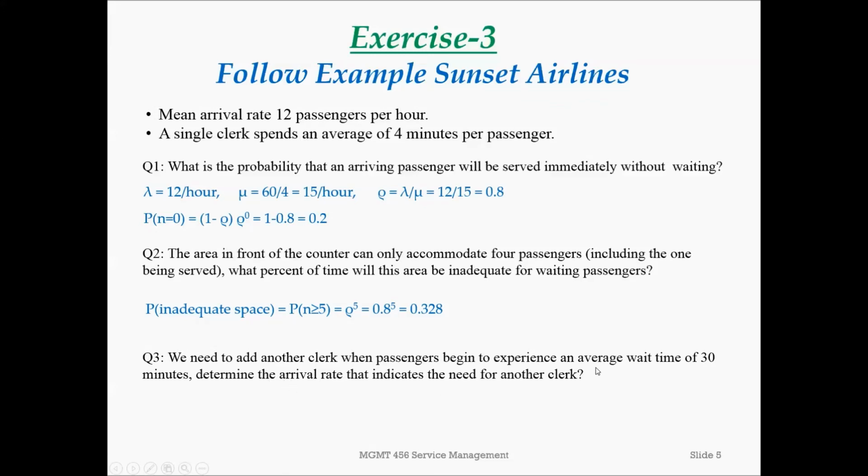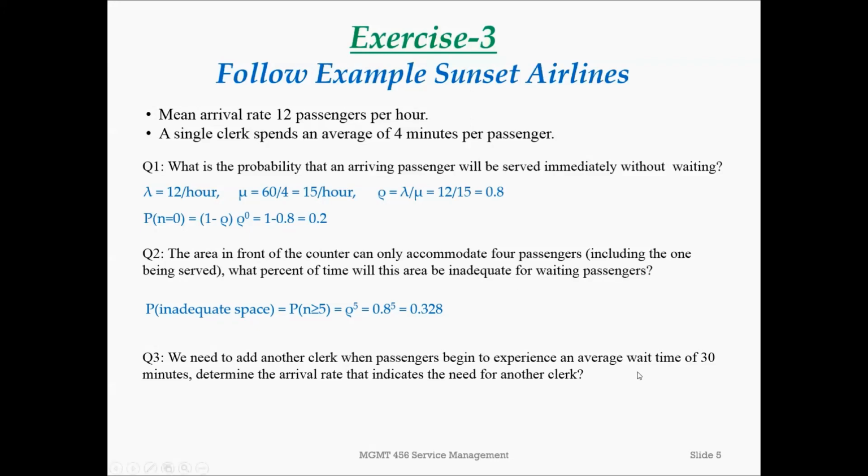We also know the target average wait time is 30 minutes. We know the wait time, 30 minutes. We know mu, the service rate. We want to figure out the arrival rate, lambda. So this is a bit unusual. Typically we know lambda and mu, and we try to figure out something else. In this case, we don't know lambda. We have to solve for lambda.